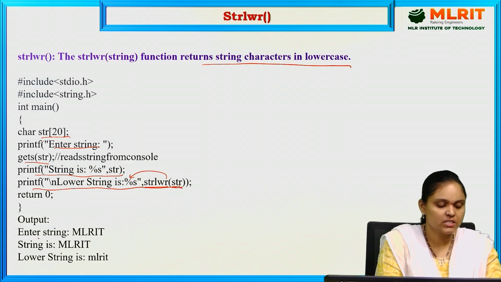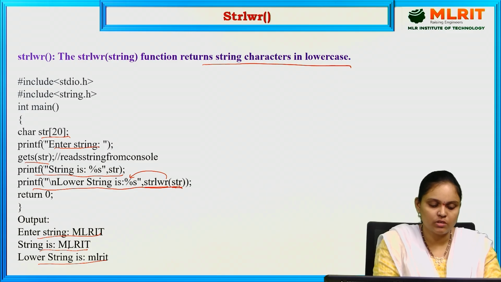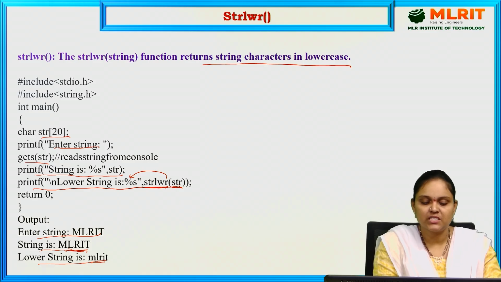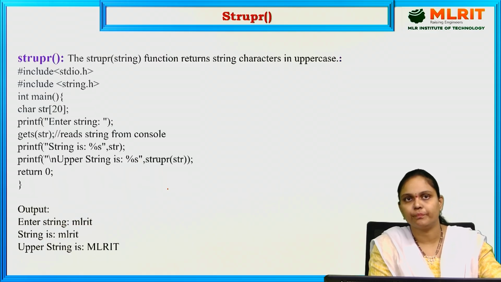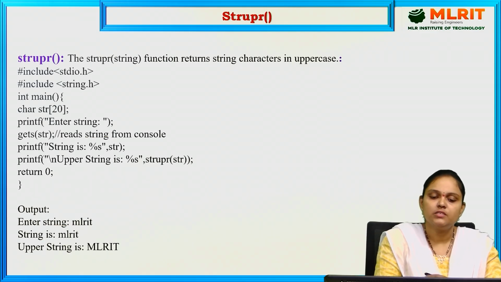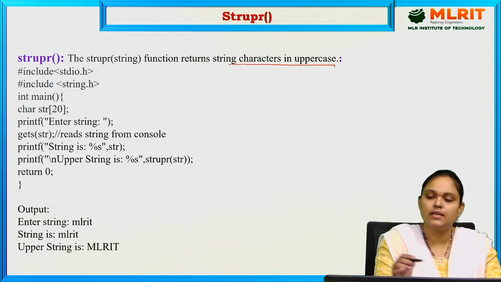So coming to the test cases, enter string mlrit. String is mlrit and lowercase string is c. Whatever string that we have given in uppercase is converted into lowercase by using this strlwr function. And next is the string upper. The string upper function returns string characters in uppercase.